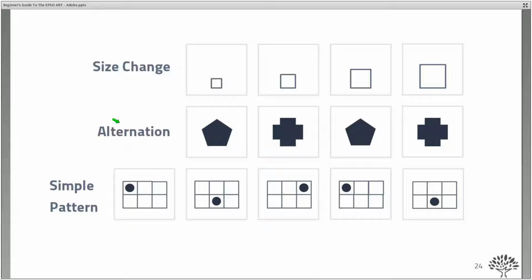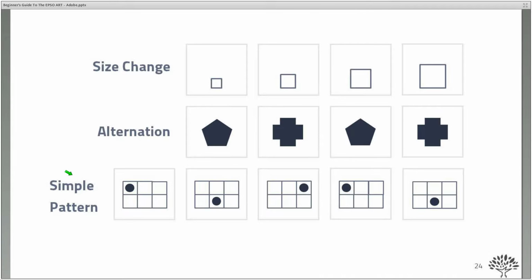Alternation. So sometimes there's no discernible pattern. So here we've tried to create two objects that don't naturally progress. So it's not so much a sequence of progression as it is just a pattern. So it just changes from one to the other.